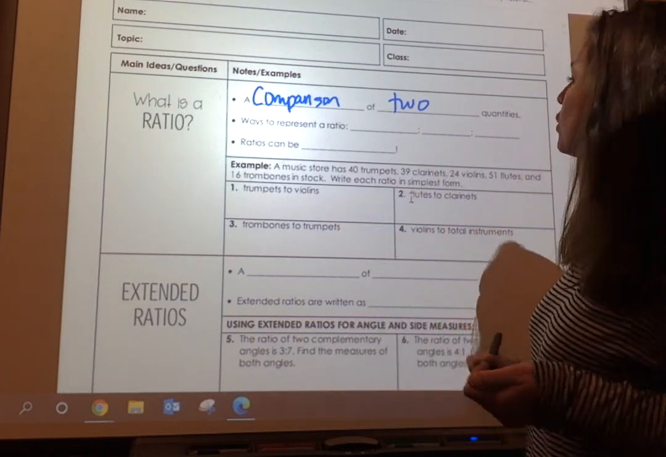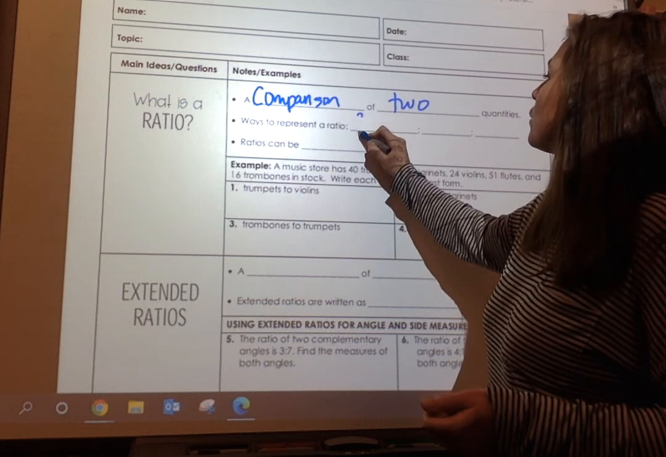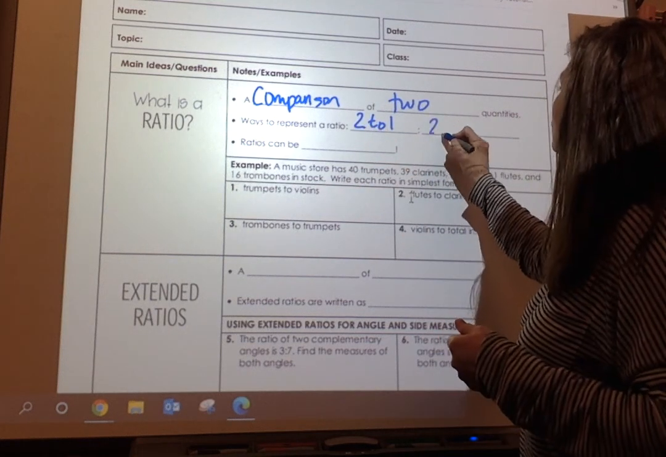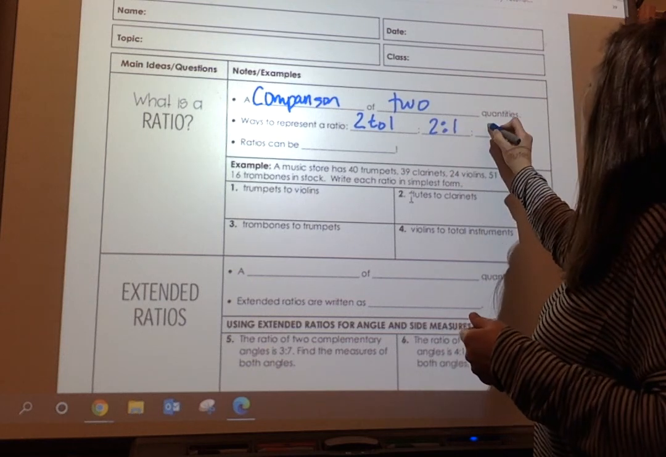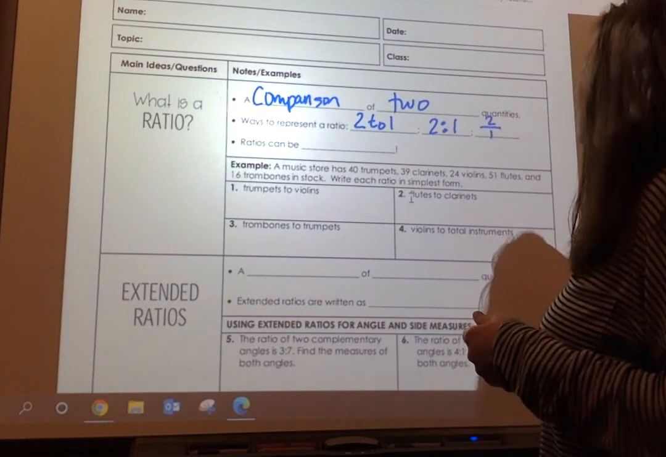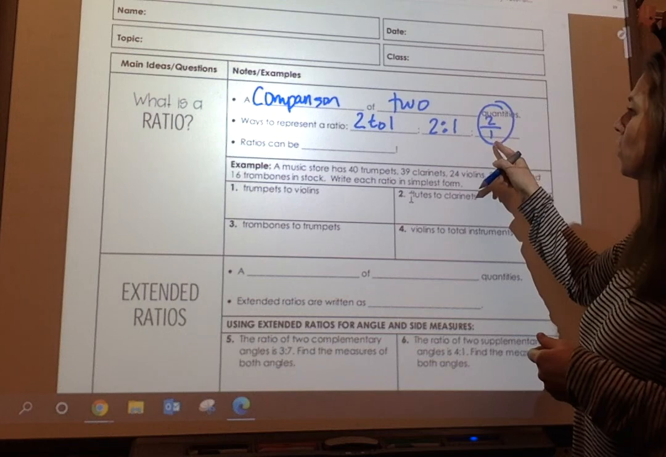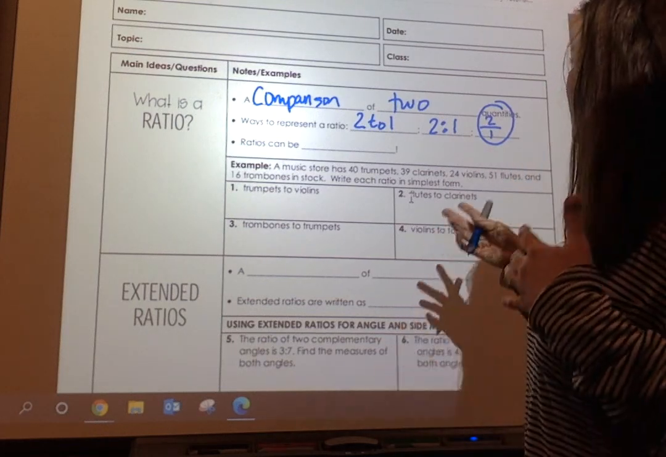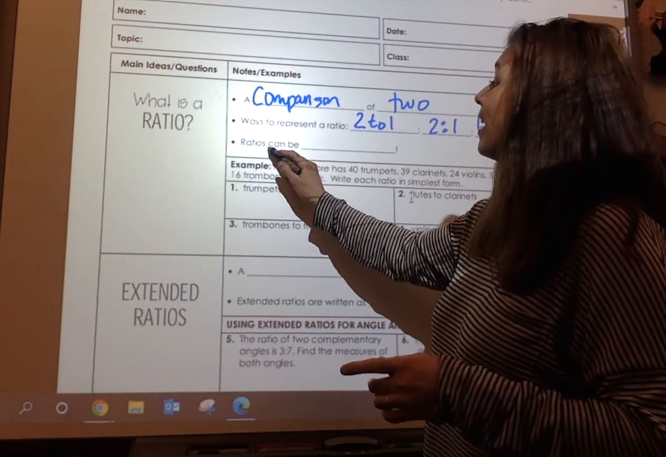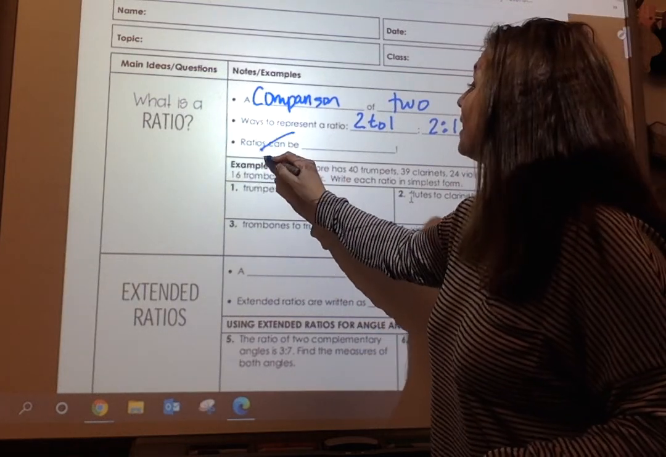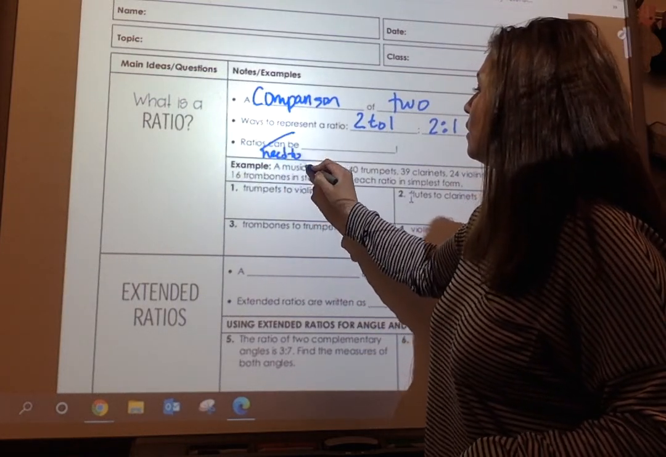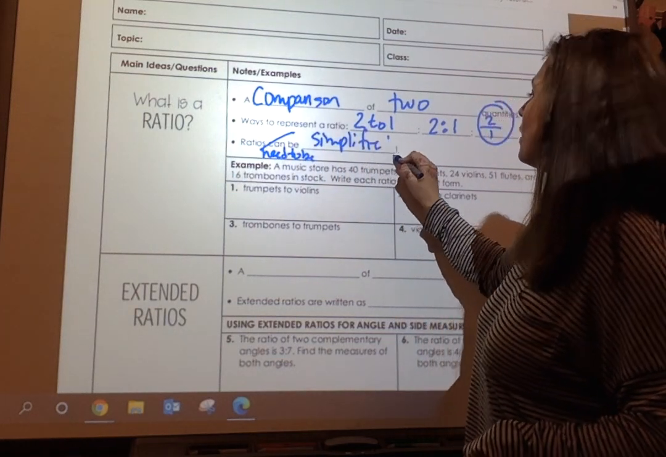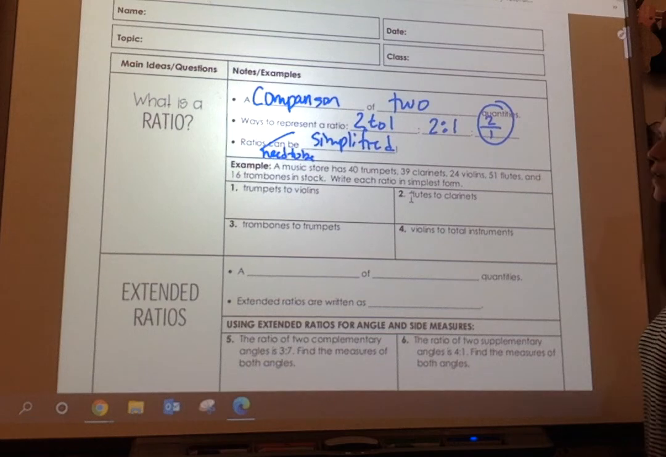How do you represent a ratio? Well, you can use 2 to 1, using the word "to." You can use 2:1, or you can use 2 over 1. Typically, we use ratios in math as it looks like a fraction. And of course, ratios not only can be, but need to be simplified. Always, always, always give me a simplified ratio.